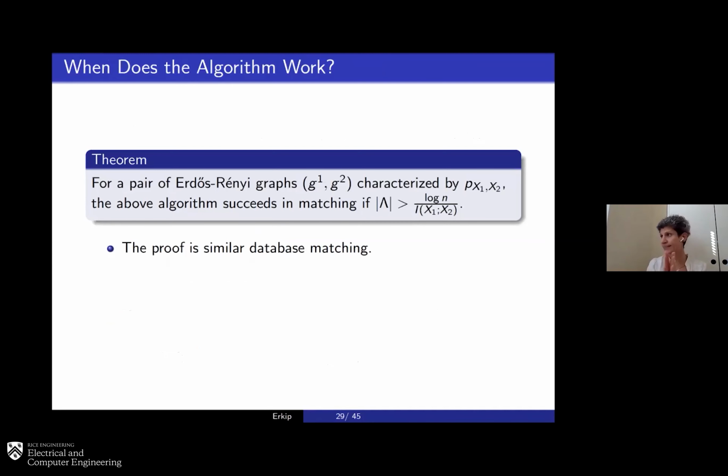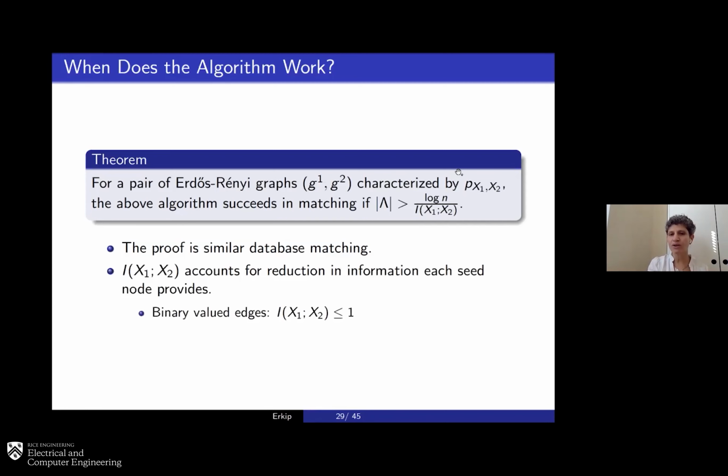Now, again, if we analyze the performance of this and find when this algorithm succeeds in matching, we find a condition on the seed size being lower bounded by the following quantity. Now, log n is, remember, there are n vertices in my graph. So if I had log n seeds, by looking at the connections, if every connection gave me one bit of information, then I would expect to uncover the unlabeled vertices.